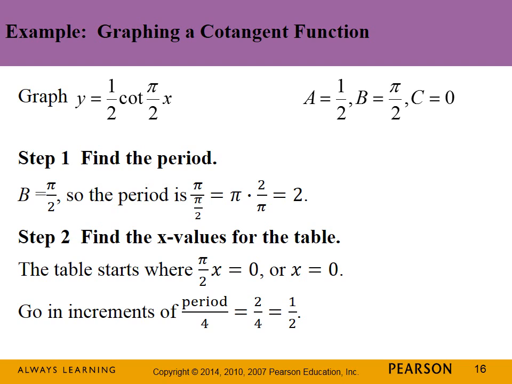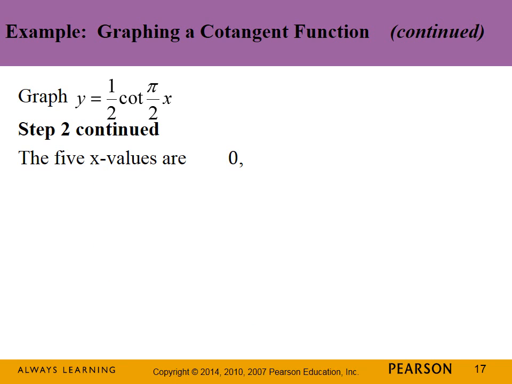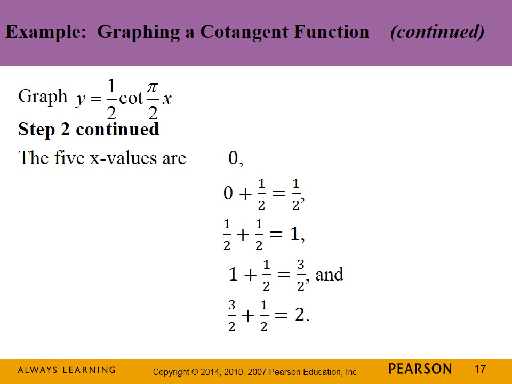We're going to find the x values for the table. Remember that in a cotangent, we're setting bx minus c equal to 0. So we're going to set pi over 2x equal to 0, which means x equals 0. And we're going to go in increments of period divided by 4, which comes out to 1/2. So that's going to give us some nice x values to work with. And those x values are going to be 0, 1/2, 1, 3/2, and 2. We're just going up in increments of 1/2.